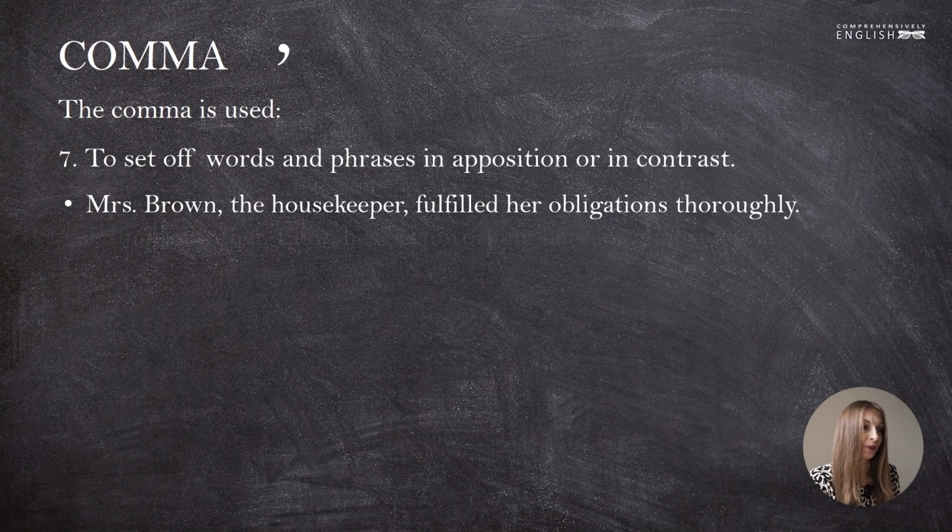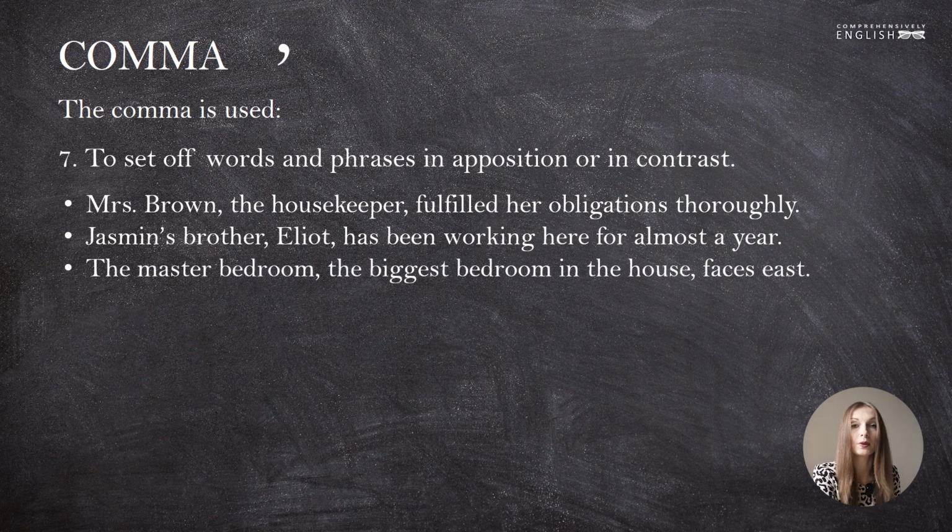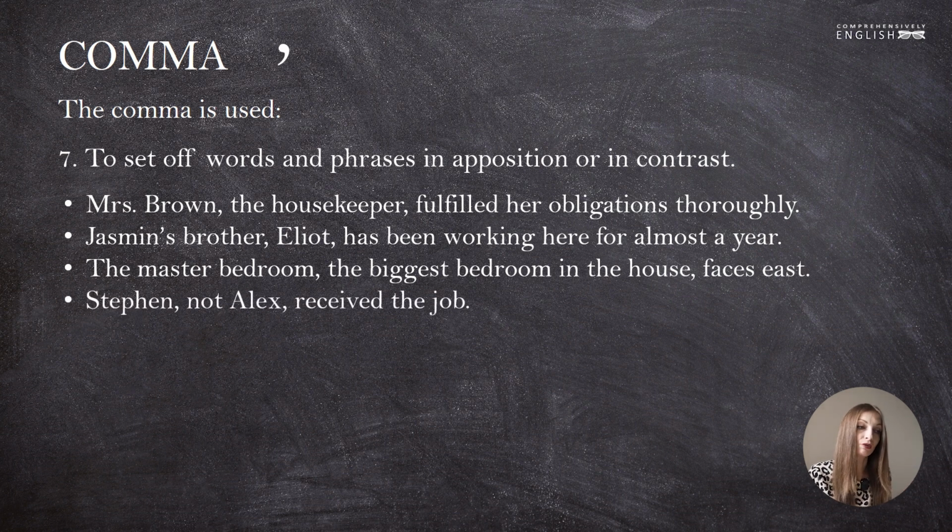Let's see another example. Jasmine's brother, Elliot, has been working here for almost a year. The same, Jasmine's brother, we specify what his name is. Elliot has been working here for almost a year. The next example, the master bedroom, the biggest bedroom in the house, faces east. Again, we have two noun phrases here that refer to the same noun, to the same bedroom. Let's take a look at a different example. Stephen, not Alex, received the job. Here, two noun phrases are in contrast to each other. Stephen, not Alex.